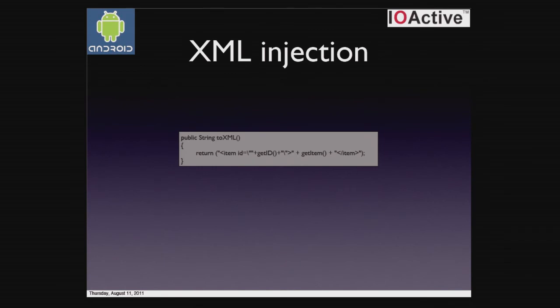On Android, it looks like this, for example, where you just build an XML string and you take some data that a user gave you and you put it in the XML, and since it's not properly encoded, this one line of code is vulnerable to XML injection.